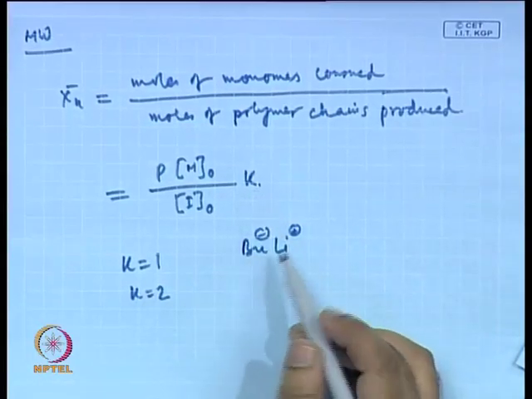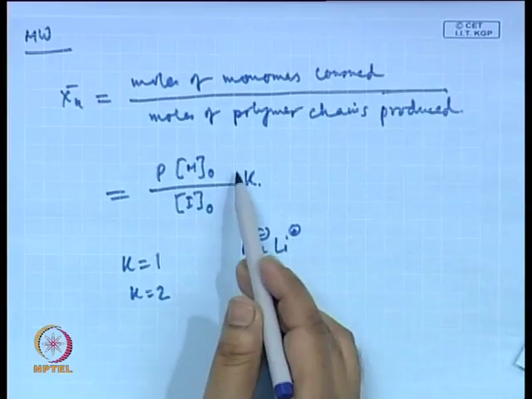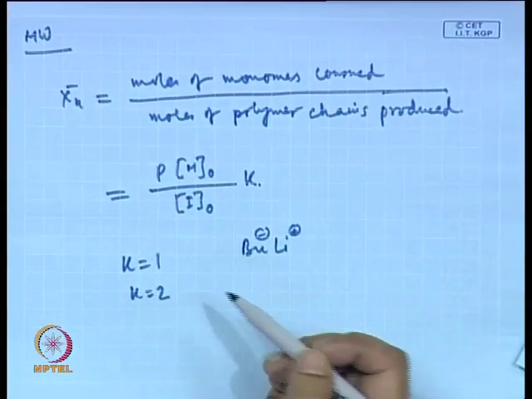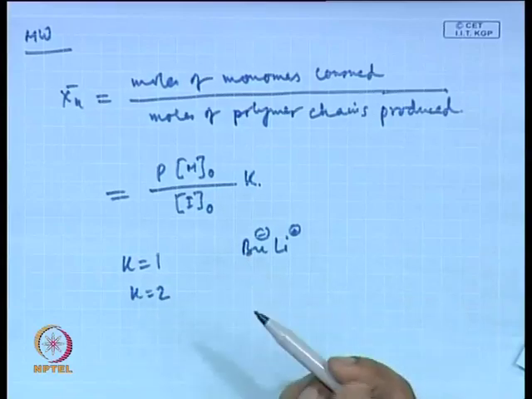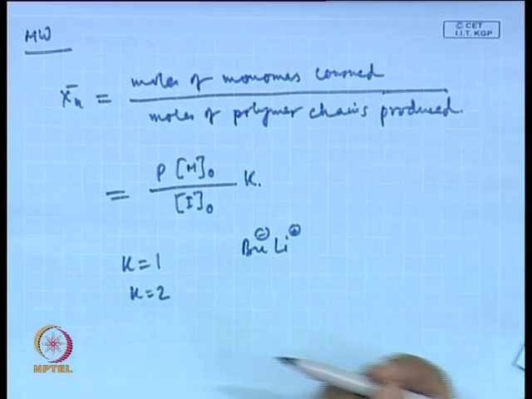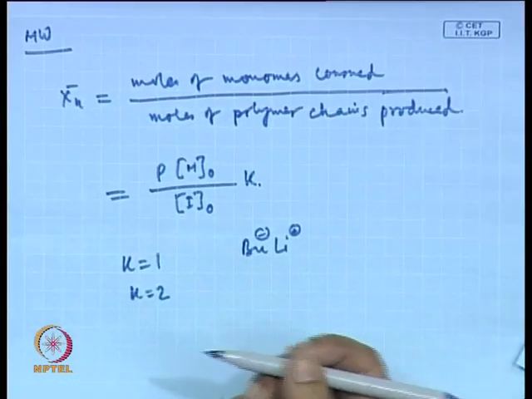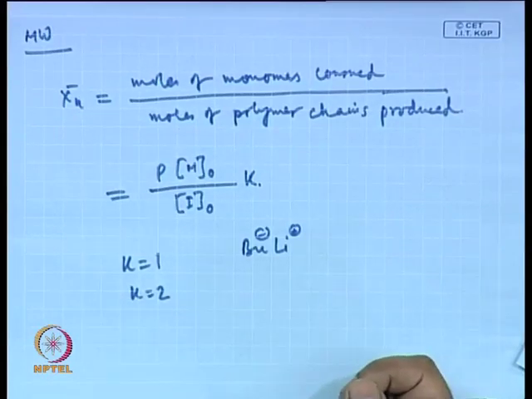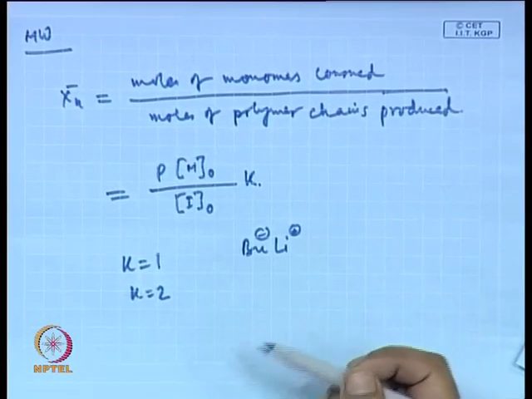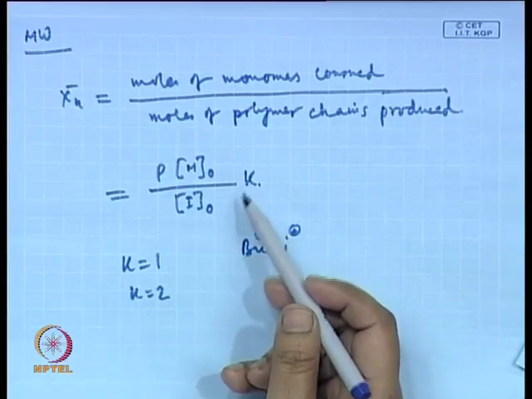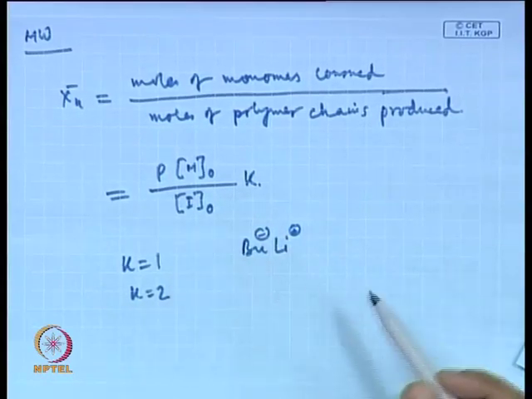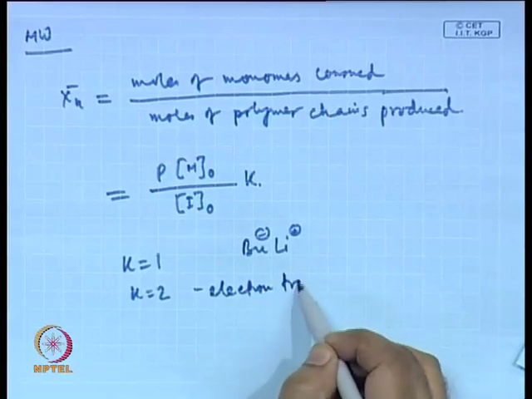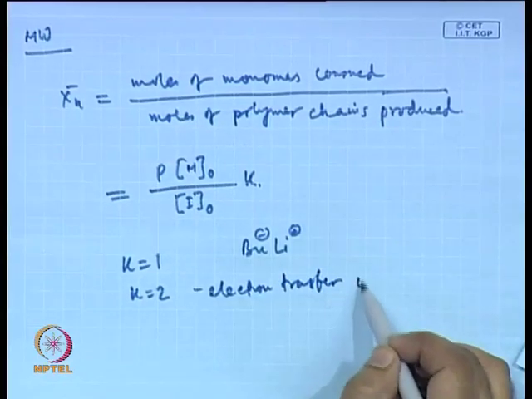So, in most cases k is 1, and there are cases like the initiation by electron transfer reaction where you have a biradical, and a chain grows from both the sides. So, basically the number of chains effectively becomes half. So, the molecular weight becomes twice. So, k is 2 for initiation by electron transfer initiation.